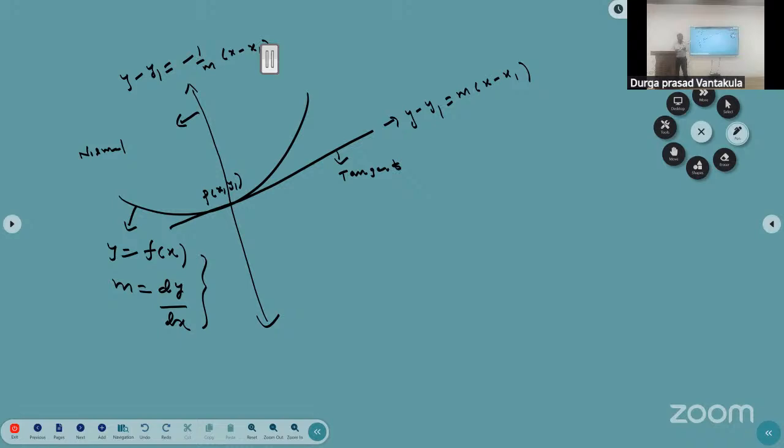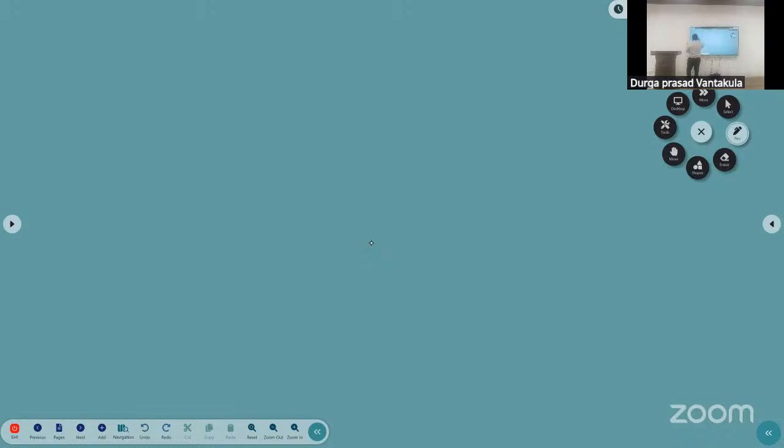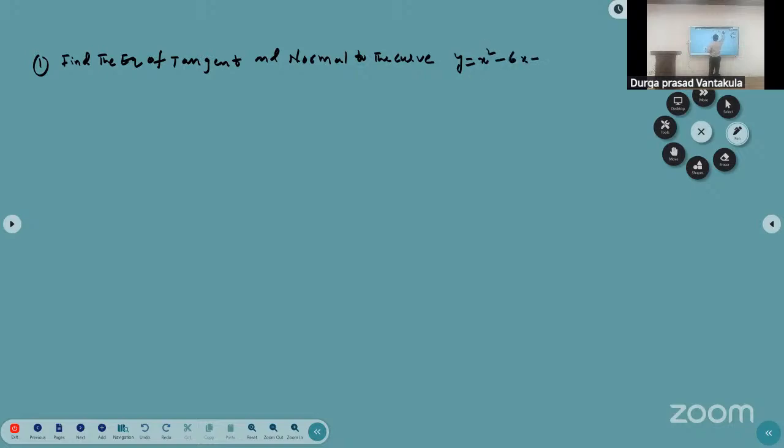First problem: find the equation of tangent and normal to the curve y equal to x square minus 6x plus 2.